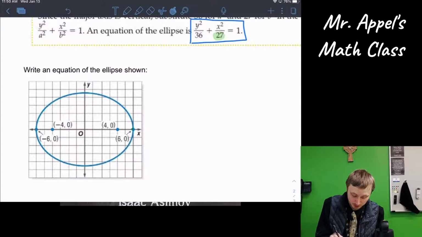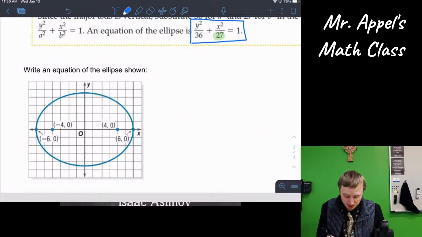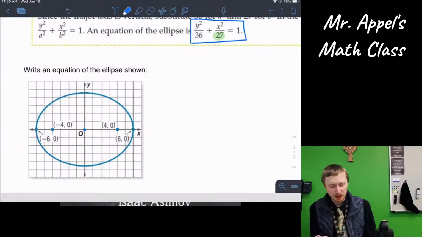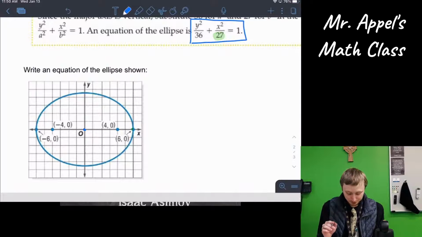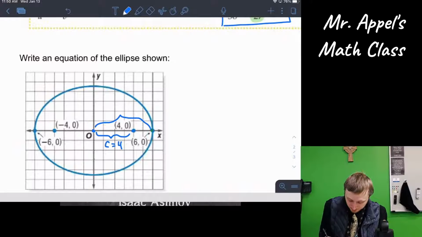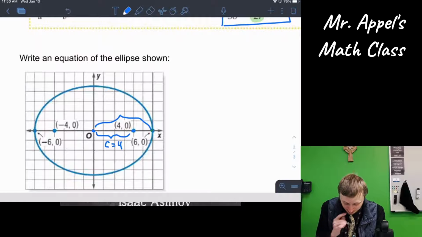So let's try from the top. Here's an ellipse centered at the origin. Oh, thank you. That makes life so much easier. Excuse me. What do we actually know? We actually know a focus right here. So C is definitely 4. We know one of these axes over here is 6. Is that A or B?